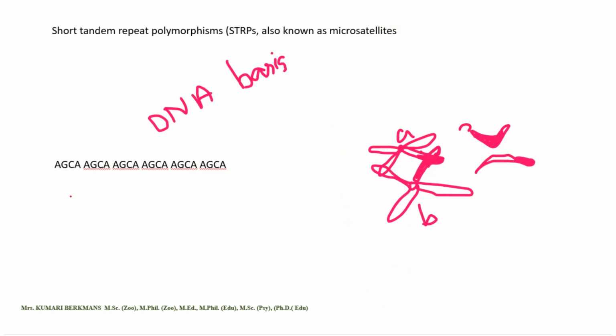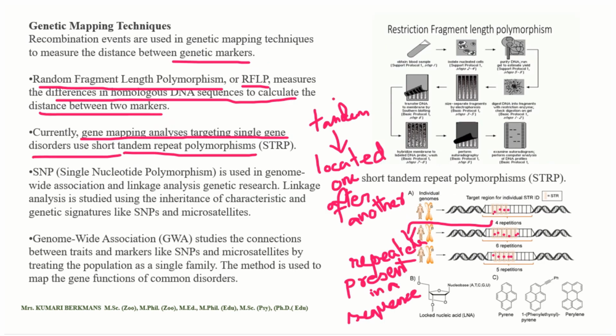You can see here, this is the DNA bases, 1, 2, 3, 4, 5, 6. Okay, 6 times it is repeated. So which one? The DNA bases, that is AGCA. Again it is combined with the AGCA, then again the sequence AGCA, AGCA. That is what I have shown here to you.